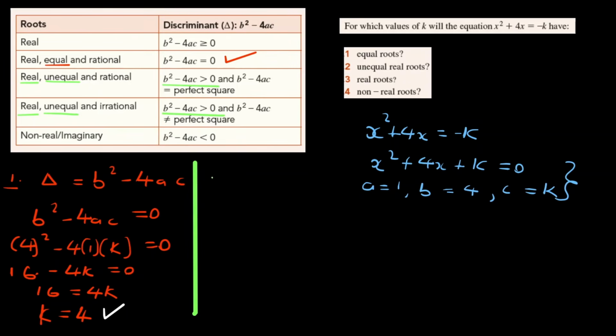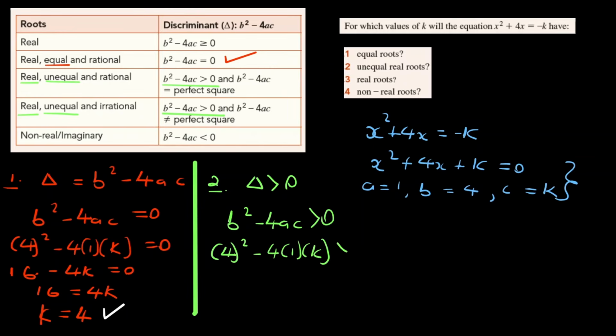So therefore, we know that our discriminant simply needs to be greater than 0. And we know that our discriminant is b squared minus 4ac greater than 0. Do the same thing we did in the previous. We just substitute our b, which is 4, minus 4, and our a is 1, and our c is k. Remember, it needs to be greater than 0 because we're looking for unequal real roots, and we solve for k.